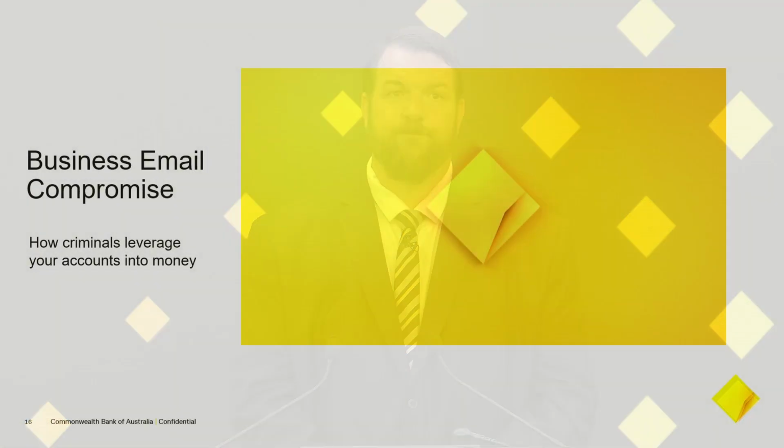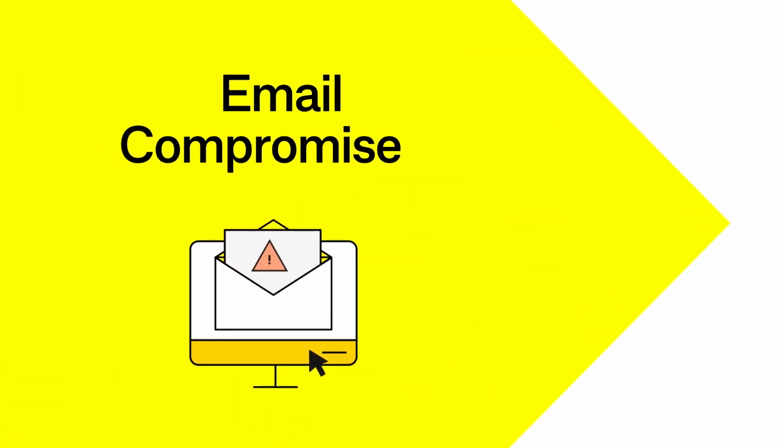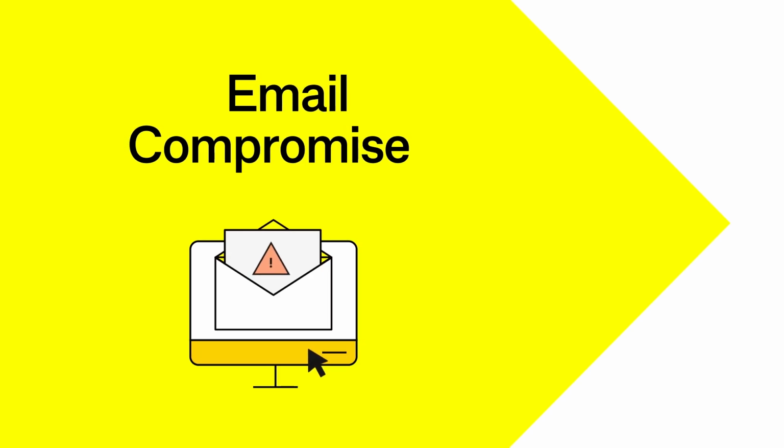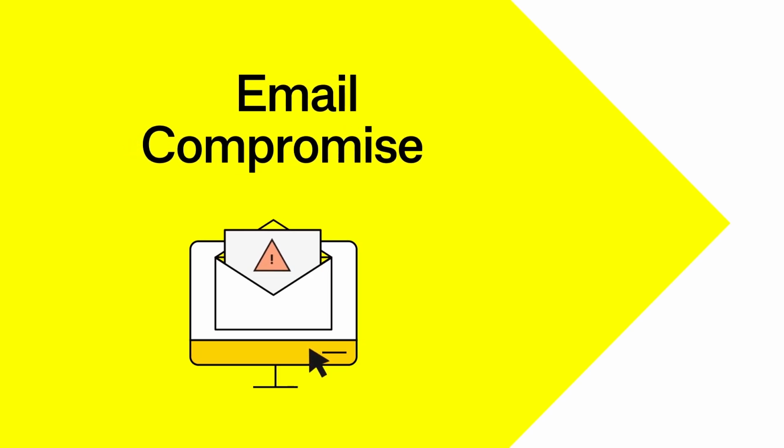We'll go on to the next screen and we'll have a look at a video that'll actually show this in action. This video will show what business email compromise looks like from an attacker's perspective. All characters and entities are fictional, and any similarities with real people or organisations are coincidental.